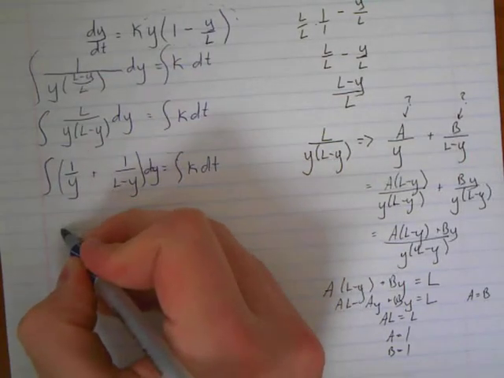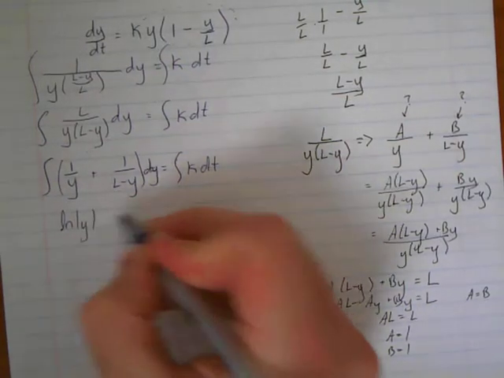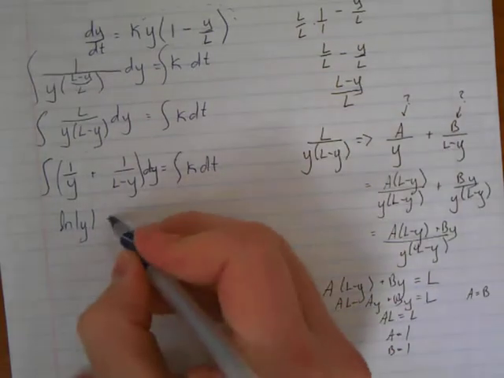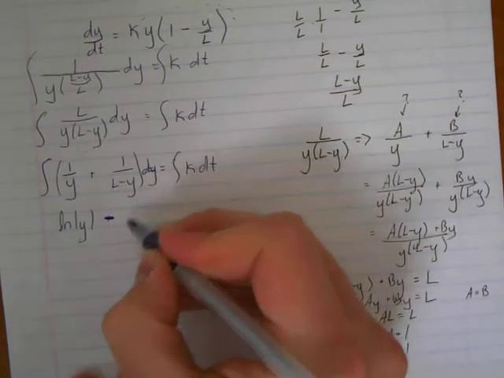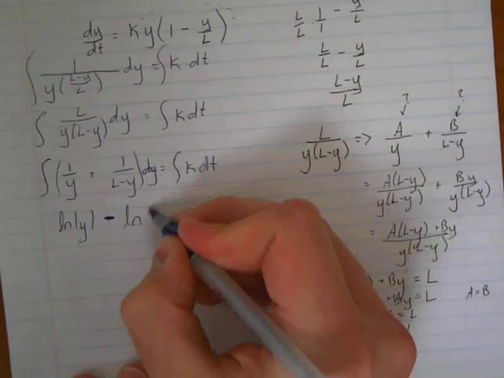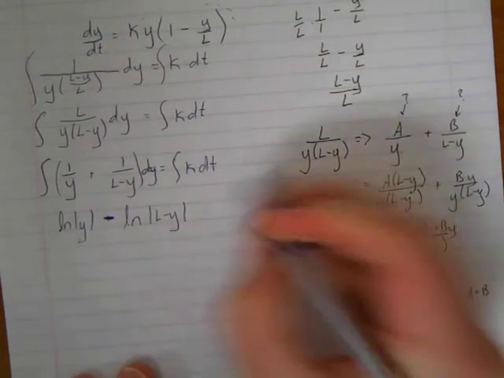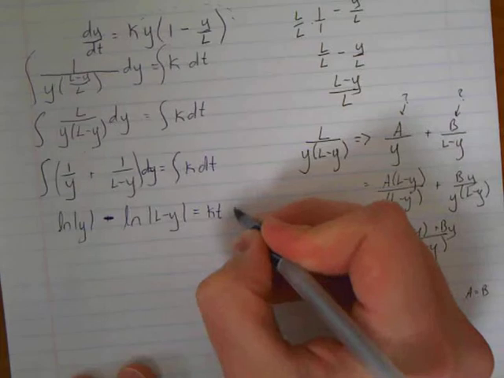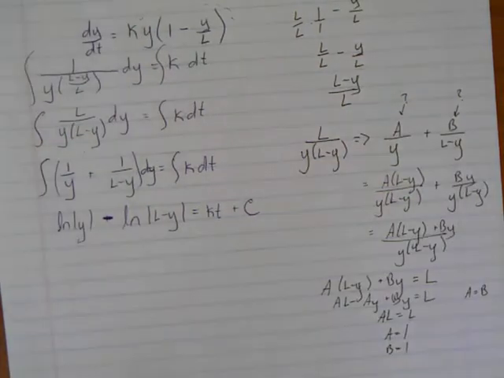Antiderivative of 1 over y is natural log of y. Antiderivative of 1 over L minus y is minus natural log of L minus y. And the antiderivative of k dt is kt plus c. So a little bit of simplifying here. This part is a little bit abstract, I guess, and maybe you might think it's pointless, of why we're doing this.